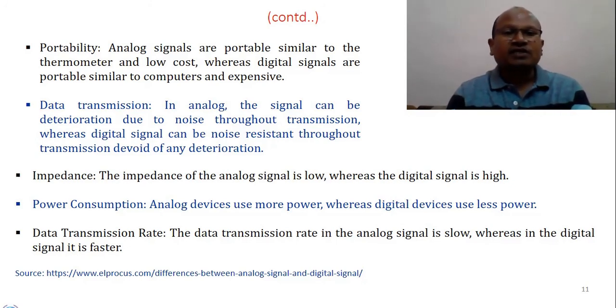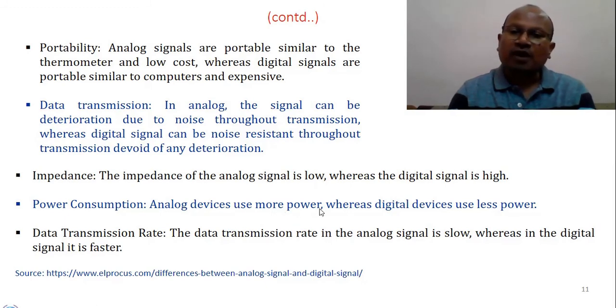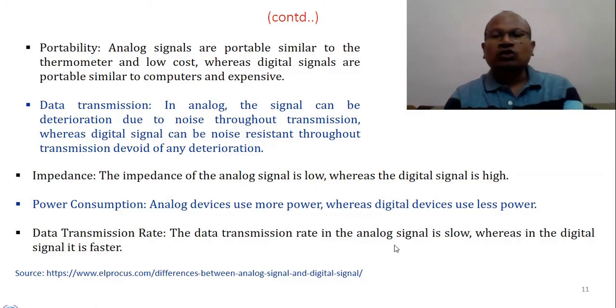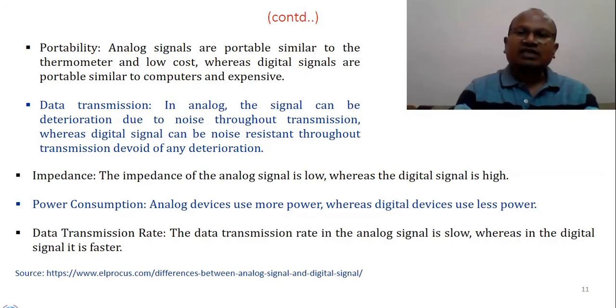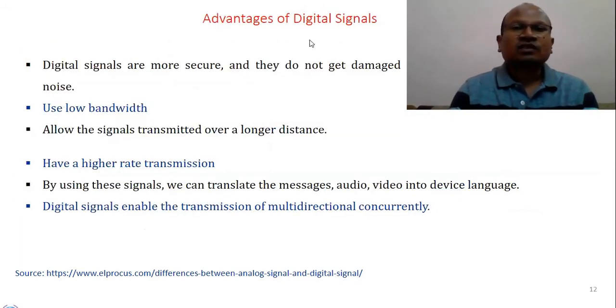Impedance of an analog signal is low, whereas the digital signal impedance is high. Power consumption: analog devices use more power, whereas digital devices use less power. Transmission rate in the analog signal is slow, whereas transmission is faster in the case of a digital signal. Let's talk about the advantages and disadvantages of digital signals.